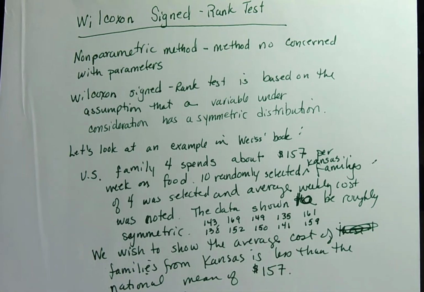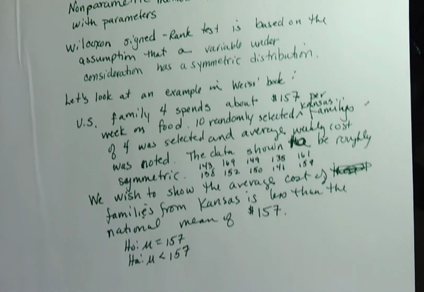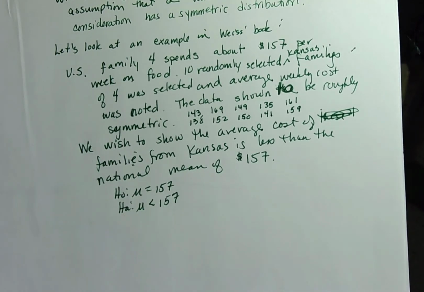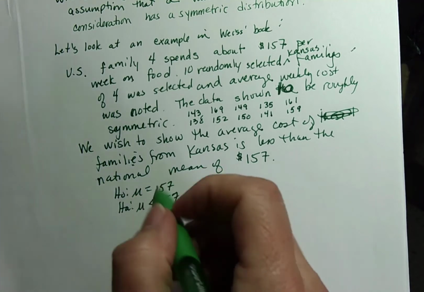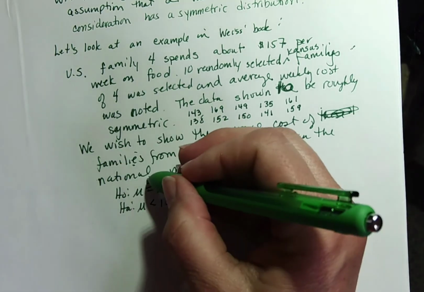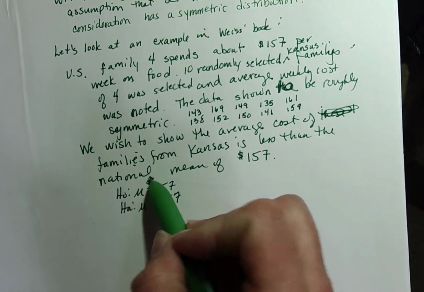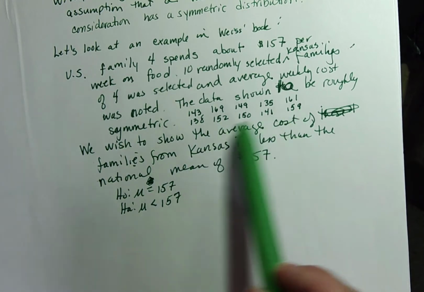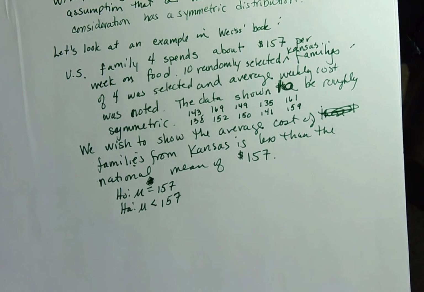Now, we wish to show the average cost for families in Kansas is less than the national average. So we're looking at the hypothesis test of mu equals 157, which is the working null hypothesis. Correctly speaking, mathematically it should be greater than or equal to in the null hypothesis. But we're going to use the working null hypothesis, and the worst case scenario, the hardest to prove, would be 157. And the alternative is mu is less than 157. And again, remember, we're assuming, and when you look at the data and do a stem and leaf or something like that, it looks relatively symmetric.